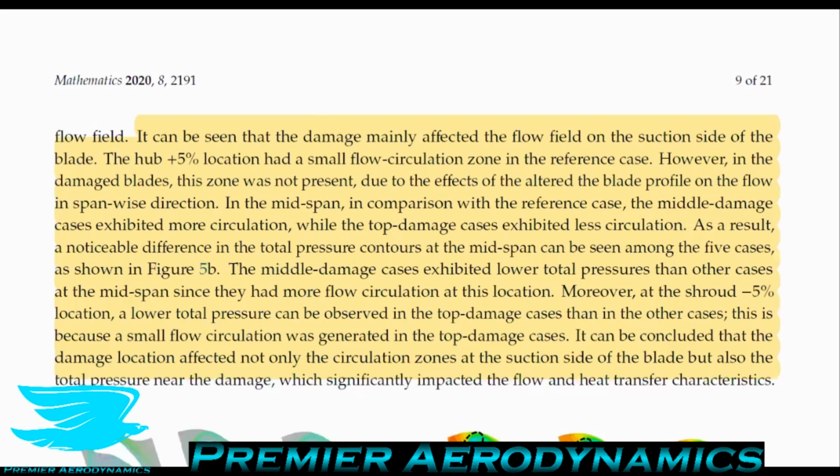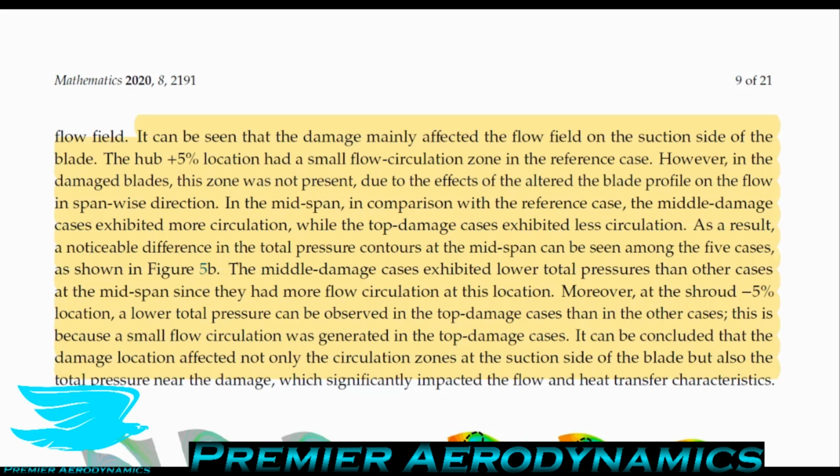at the hub, let's say, so the blade root, they had a less flow circulation zone in the reference case compared to the other cases. However, for the damaged blades, this zone was not present, so this recirculation zone was higher for the undamaged case near the wing root. And this was due to the effects of the altered blade profile on the flow in the spanwise direction. For the mid-span, in comparison with the reference case, the middle damaged cases exhibited more circulation, while the top damaged cases exhibited less circulation.